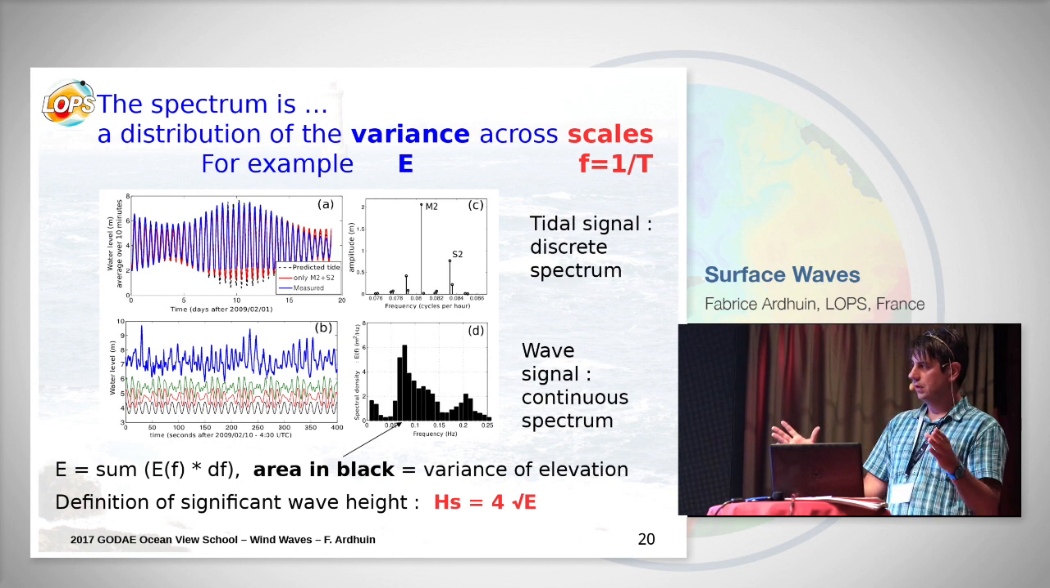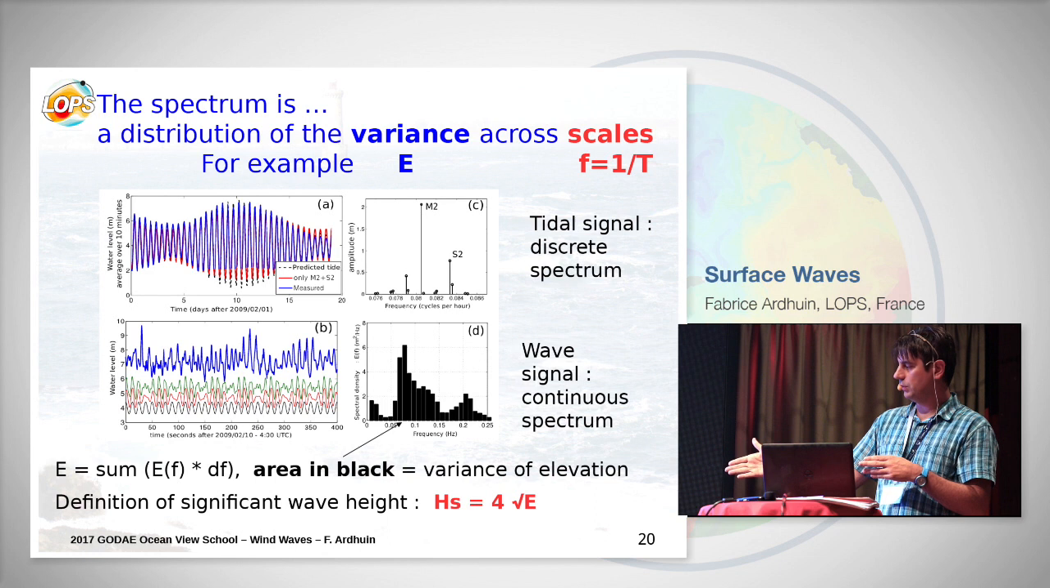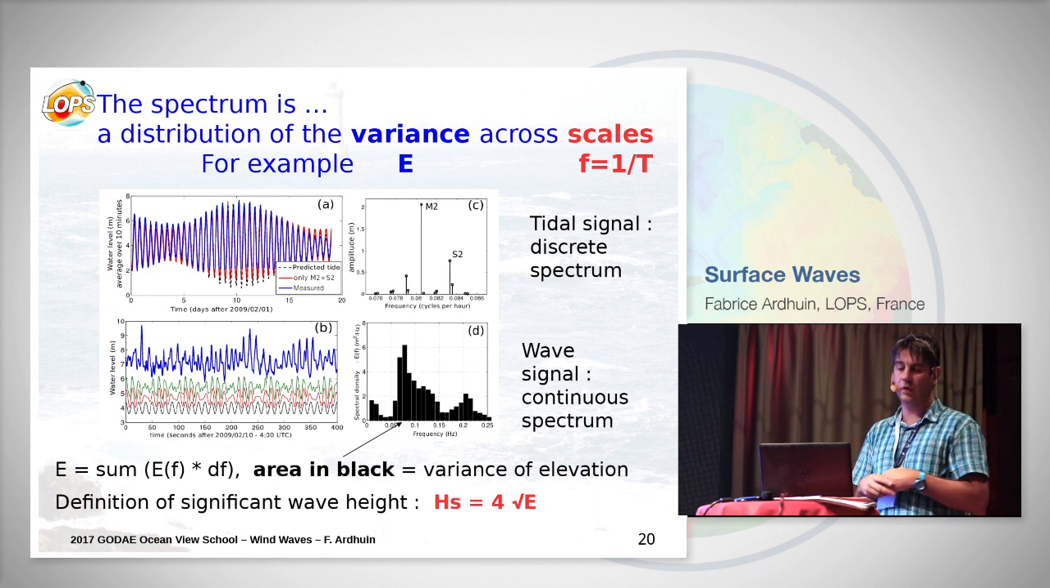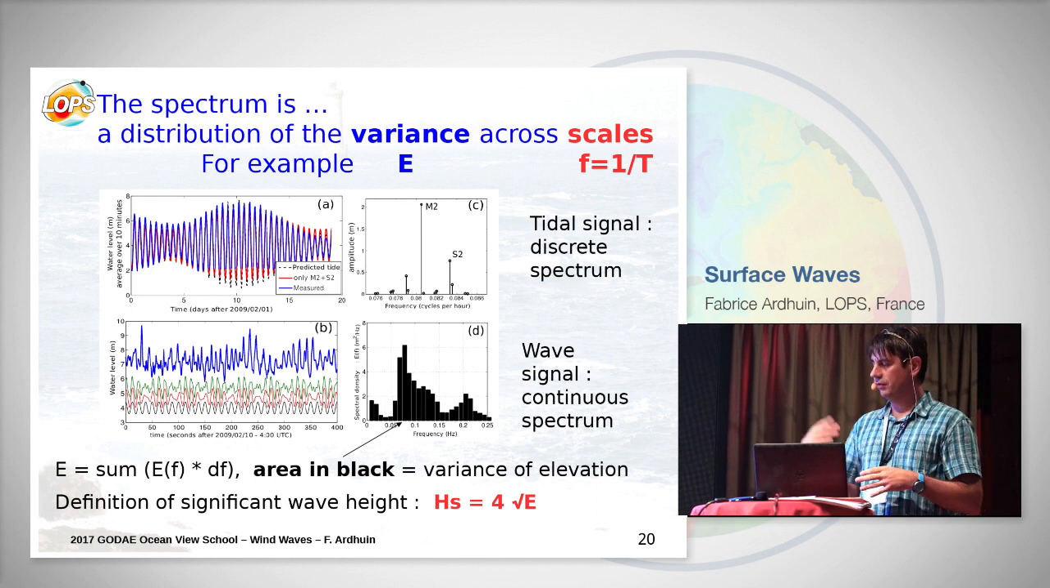So when you compute or measure a time series, you get the variance, and 4 times the square root of that is what we call the significant wave height, which more or less corresponds to the visual impression you would have of the sea if you watch it.